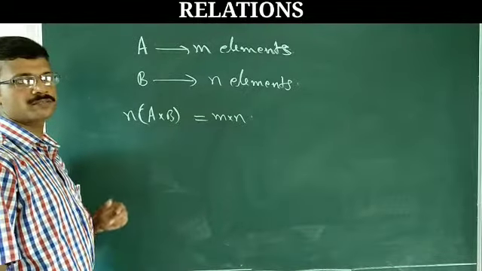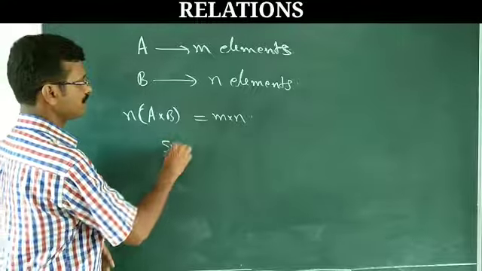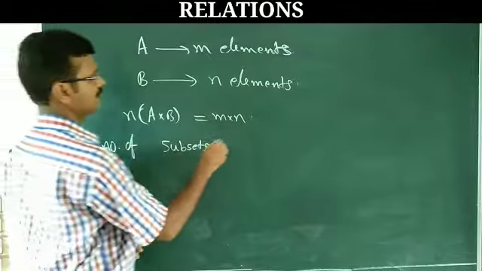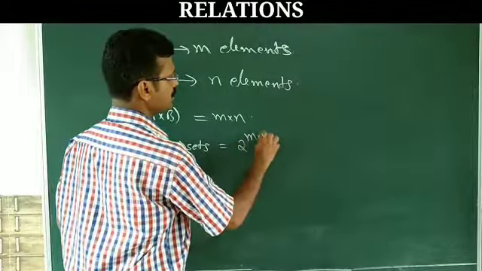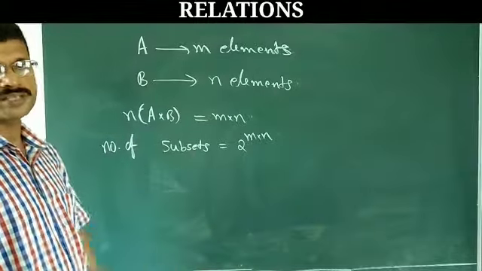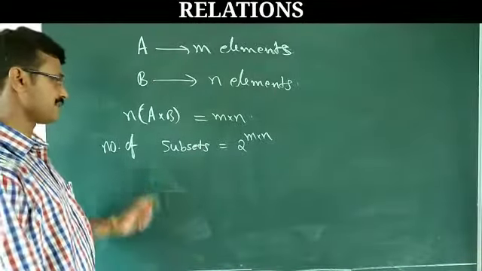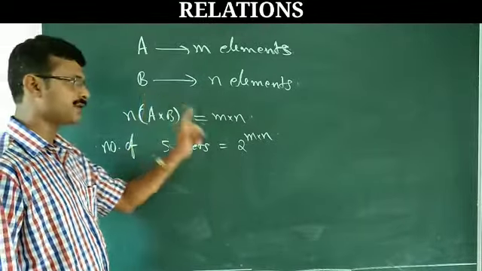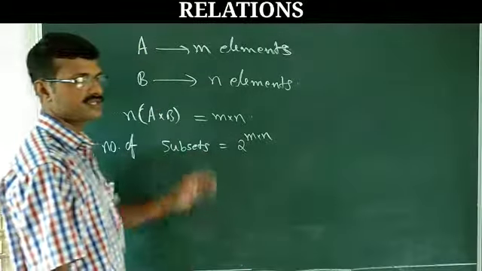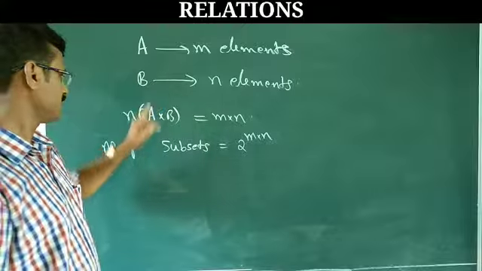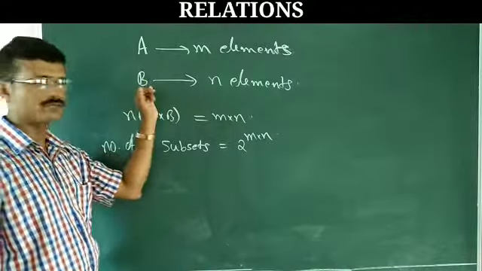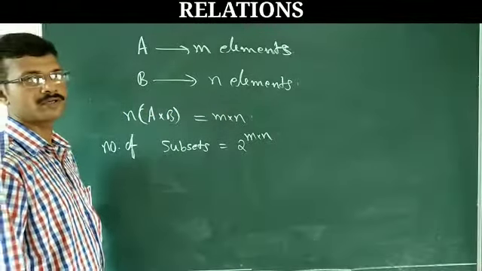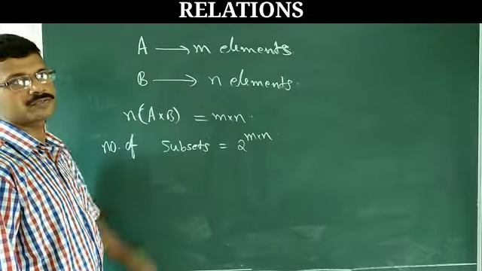Naturally, how many subsets will A cross B have? We discussed the number of subsets: the number of subsets of A cross B is equal to 2 to the power m into n. Now all these subsets can be relations. Therefore, the number of relations from A to B will be 2 to the power m into n. If A has m elements and B has n elements, then the number of relations from A to B will be 2 to the power m into n. That is one result related to the number of relations from A to B.